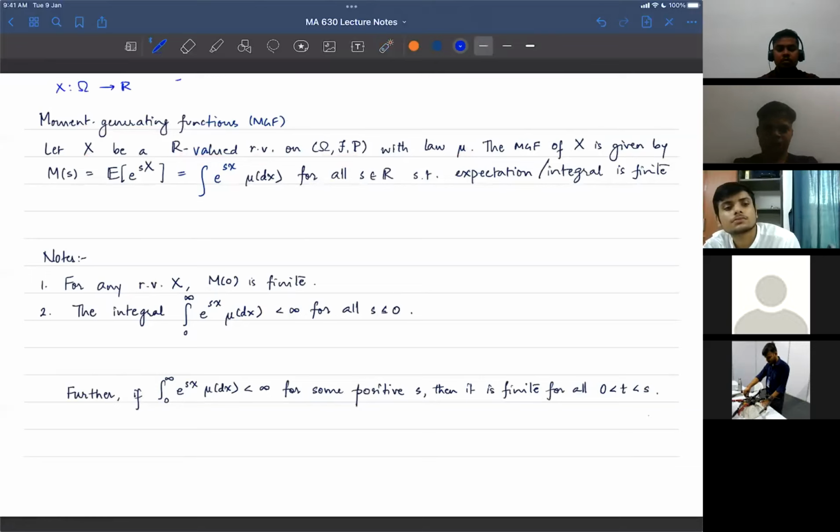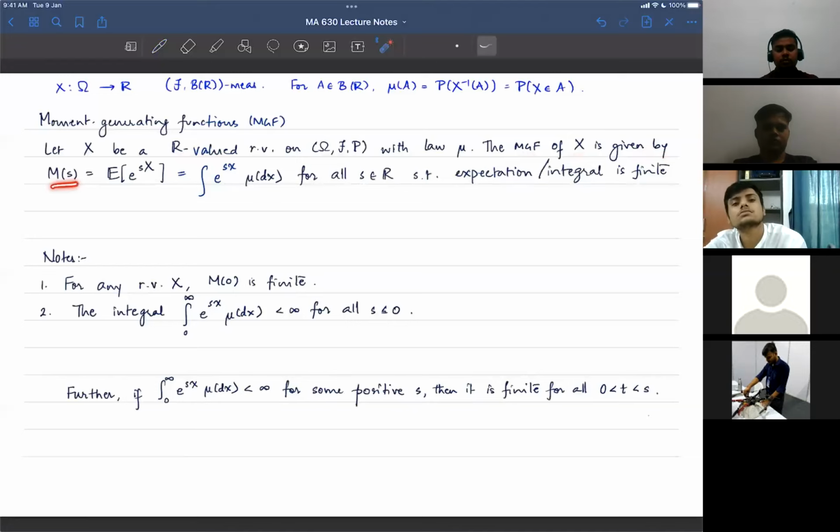Now I'm defining the moment generating function. The moment generating function of X is given by M of s is expectation e to the sX, and this is for all s in R for which this expectation or integral is finite. This much you have certainly seen. Let X be a real valued random variable on (Omega, F, P) with law mu. The moment generating function of X is given by M of s is expectation e to the sX, for all s in R such that the expectation is finite. So far, so good?